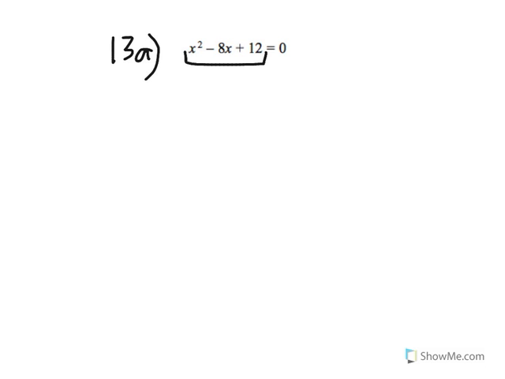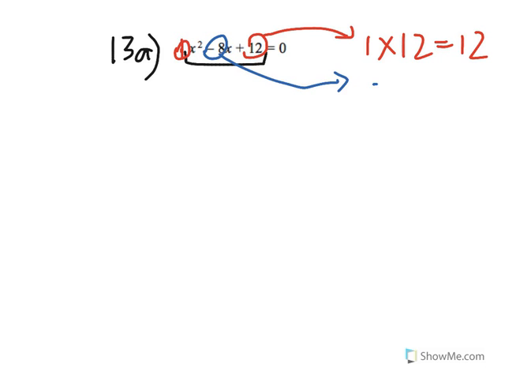Now to factorize this equation, what we've got to do is think of two numbers that multiply to give me 1 times 12, because it's 1x squared, so 12. And we're also thinking of two numbers that add to give me negative 8. If you think about those two numbers, you're going to get minus 6 and minus 2, right?